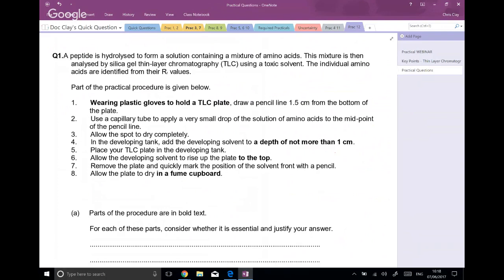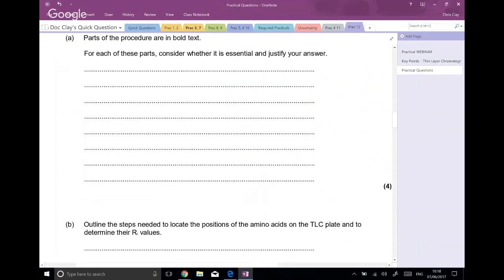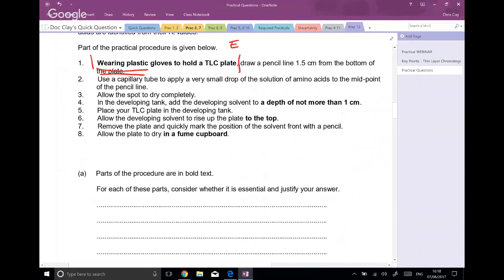So here, as we look, we've got the first one here, wearing plastic gloves. Well, I think I just alluded to, that is essential. So this was, I think, a 4-mark question. To identify whether or not it's essential or not, we've got to give an answer for each of these 4 points. Wearing plastic gloves is essential, and that's going to prevent contamination like we've just indicated. So 1 mark for each correct point here, and you've got to think about each one.